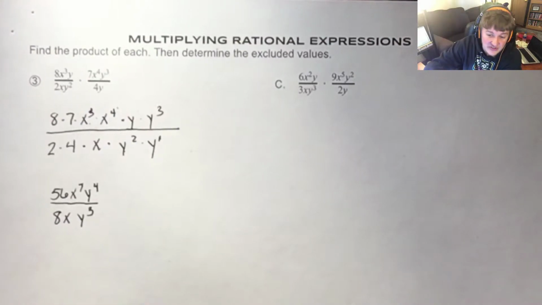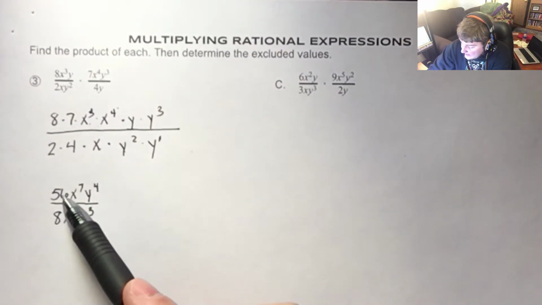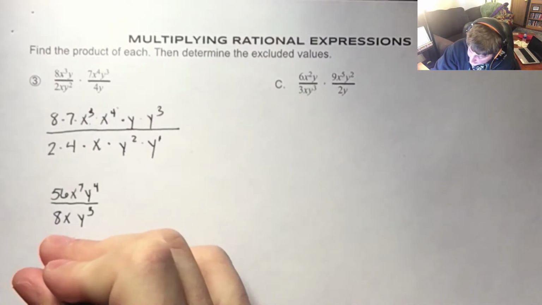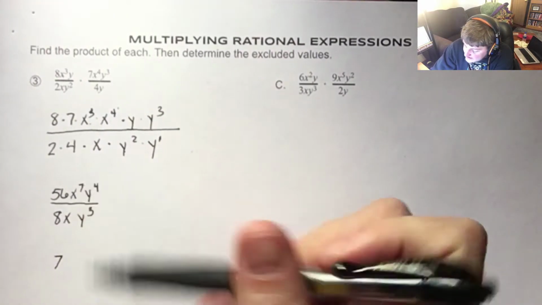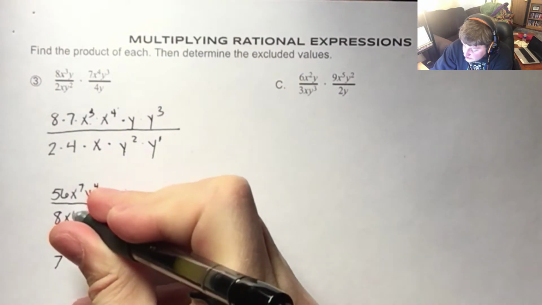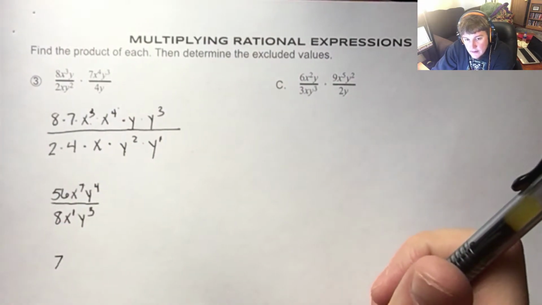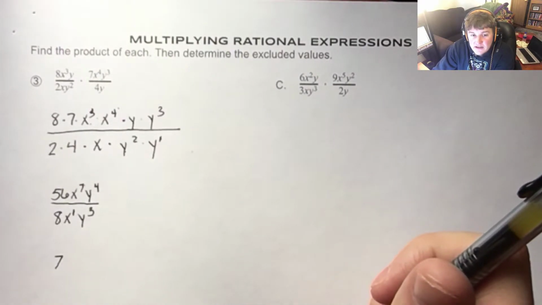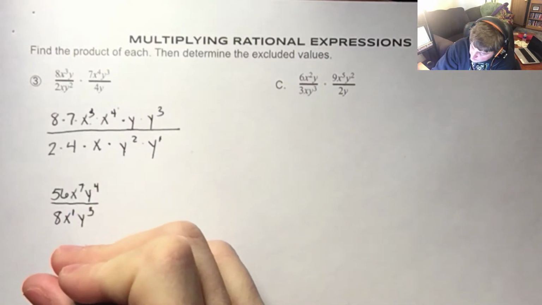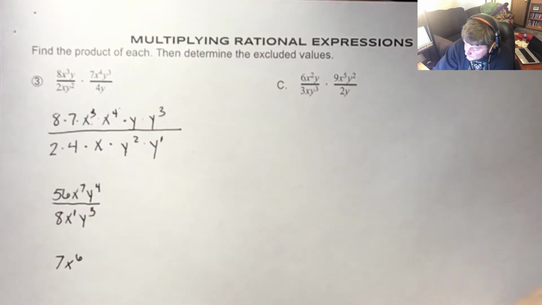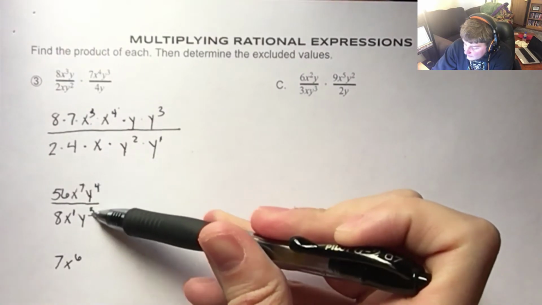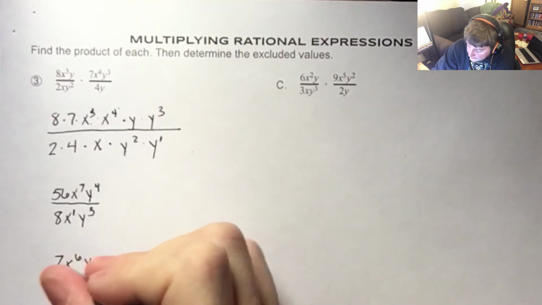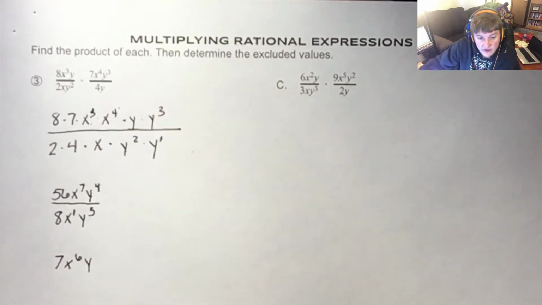Now we have some division to work with. 56 over 8 can be simplified into just the number 7. X to the 7th divided by x to the first. What's our division rule of exponents? Hopefully you're thinking that it is subtracting the exponents. You keep your base and subtract the exponent, so this is x to the 6th. And then y to the 4th divided by y to the 3rd is just y, or y to the 1st. None of these can be combined further, so this is my final answer.